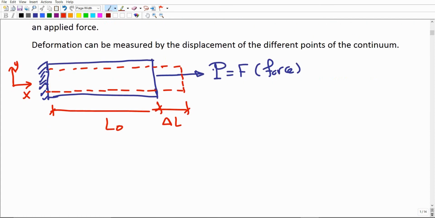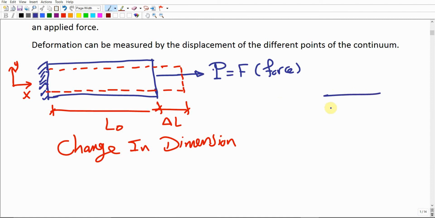So here we do have change in dimensions, right? The dimension along x-axis will be different. The same thing applies along y-axis. It means that the force results in some changes in the dimensions.